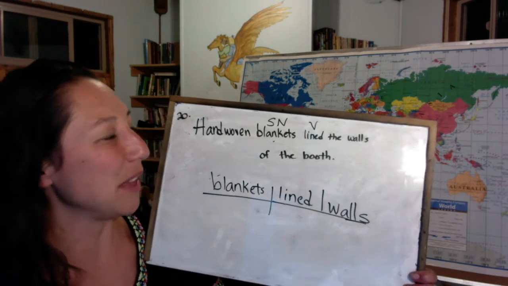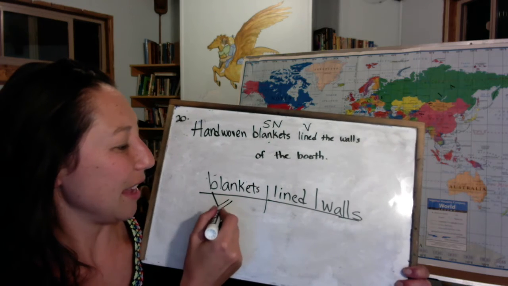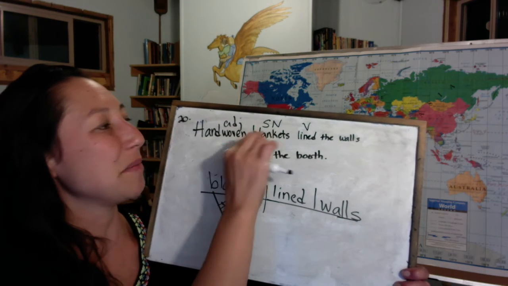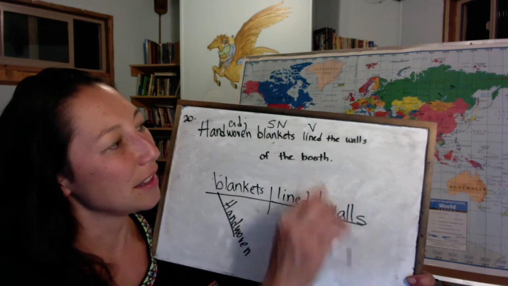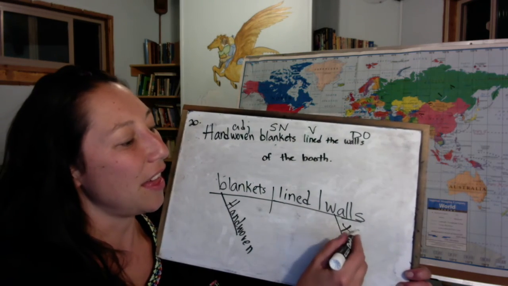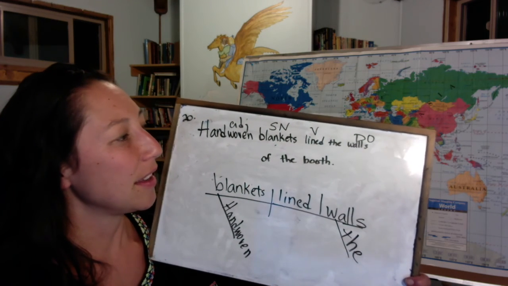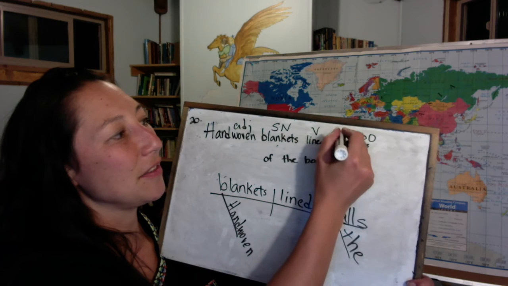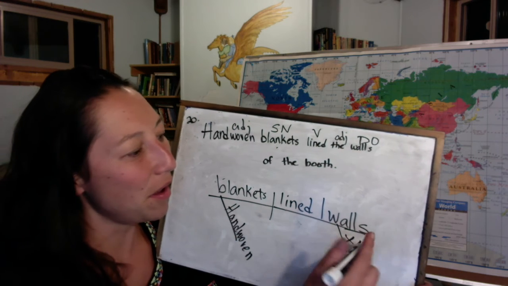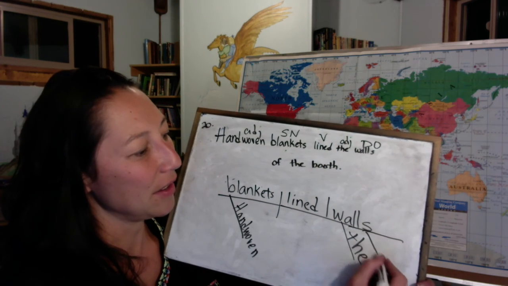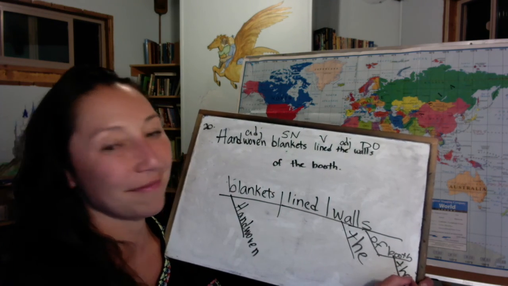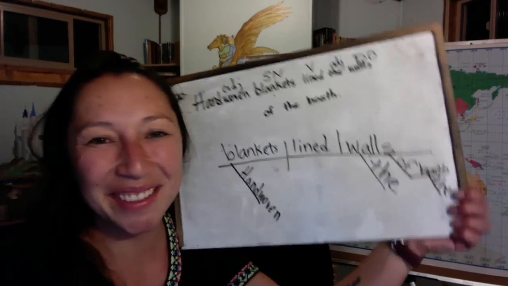Is there anything that modifies blankets? Hand woven. Here I've got my adjective because it modifies my noun. Lined the walls. Anything that modifies my direct object? The walls. Here's my adjective, the article. Of the booth. That modifies walls, doesn't it? So here I have to put of, booth, the. I hope that's helpful. Good luck with everything else.